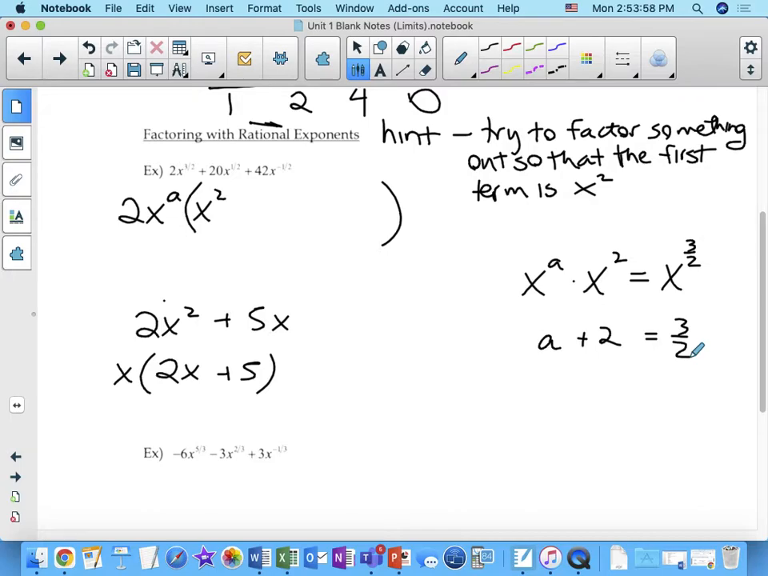You may actually want to do, or you could actually do it this way. You could create a common denominator here, right? So this is over 2. 2 is how much over 2? 4 over 2. So you may do it this way as well.